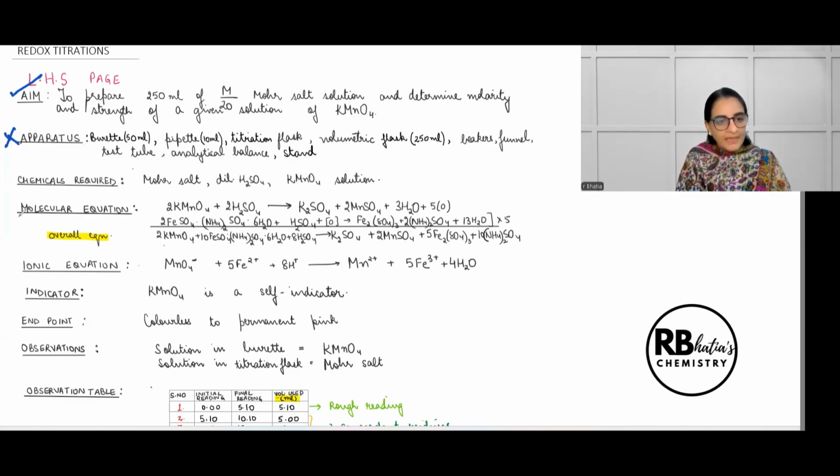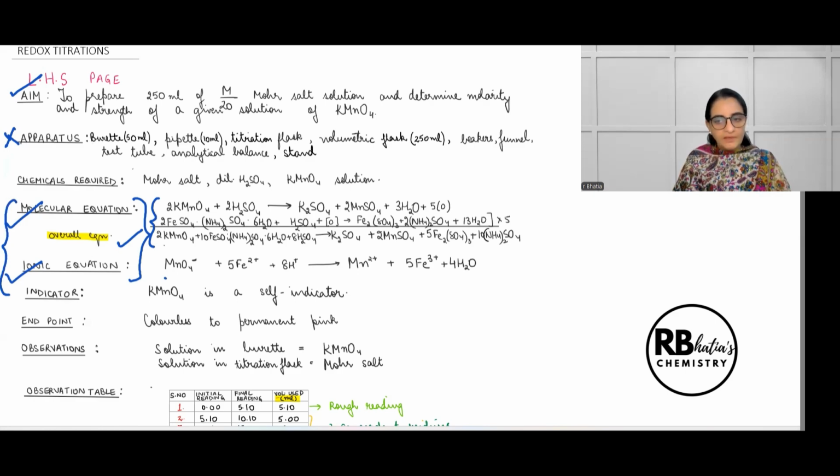You're asked to write the aim, then you're asked to write the molecular equation, the ionic equation, the overall equation. This depends on your external examiner. Some might ask you to write a complete overall molecular equation. Some might ask you to write the steps also. And some might ask you to write just the ionic equation. And some may expect you to write both.